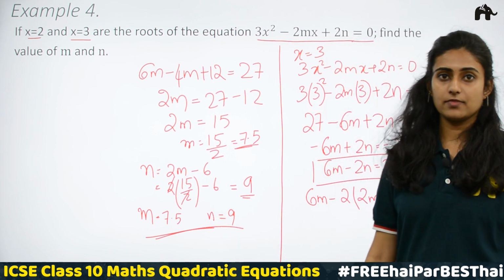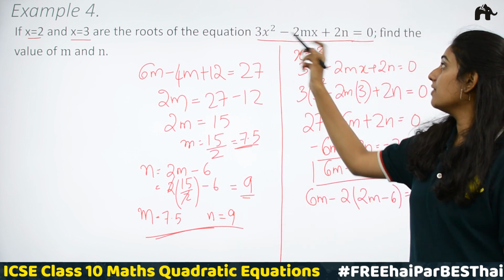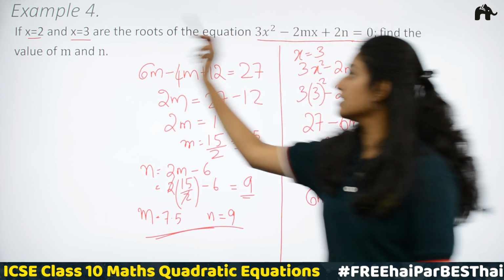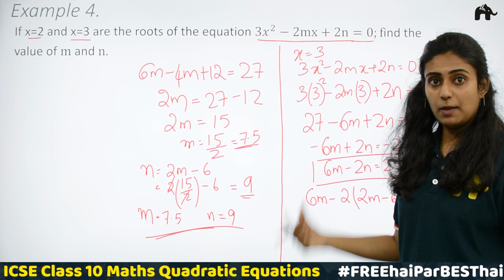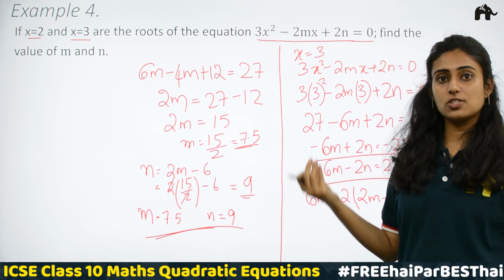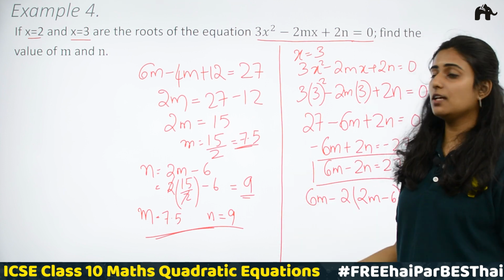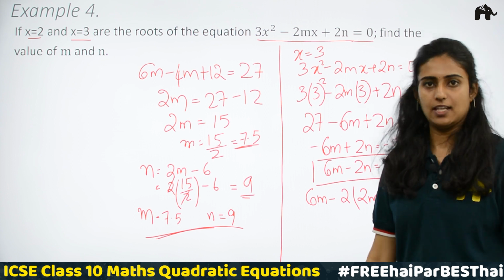Clear? Here in this question, we have an equation. We are substituting x equals 2 and x equals 3. We get two equations in terms of m and n. Solving those linear equations in two variables, we get the values of m and n.